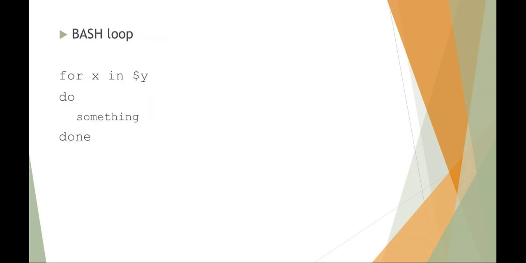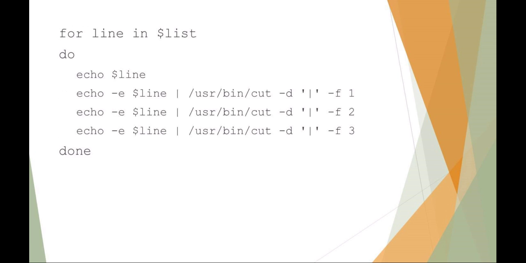More review on for x in y loops, or for x in a list, do something. I think that's a very valuable loop to have. So here is a good example of for x in list. So for every line in the list, do something.